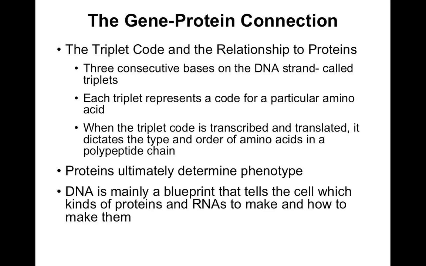mutations. This prevents mutations from having a super great effect all the time. That's because if you just do a point mutation where you change one base, the chances of you changing it so that it becomes a totally different amino acid are reduced by about a third. It's transcribed and translated, and it dictates the type and order of amino acids in a polypeptide chain. Proteins ultimately determine phenotype, and DNA is mainly a blueprint. Like we've mentioned before, it's the code, it's what describes everything.